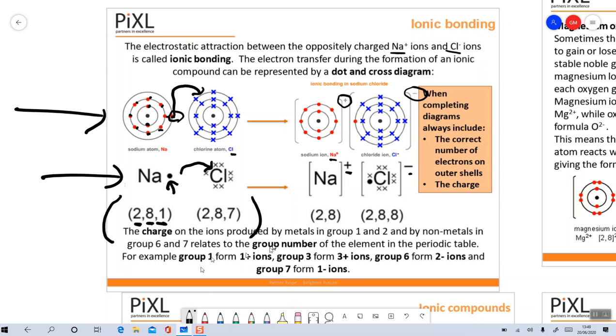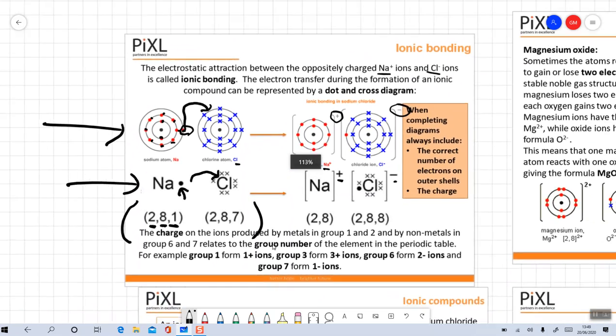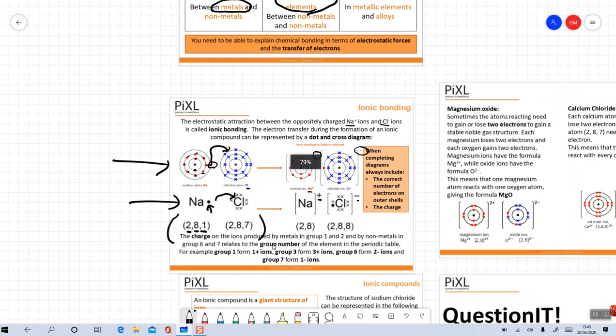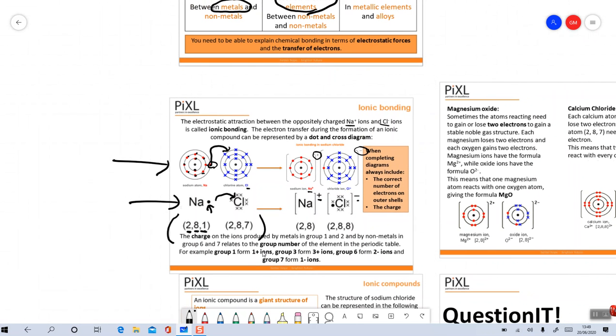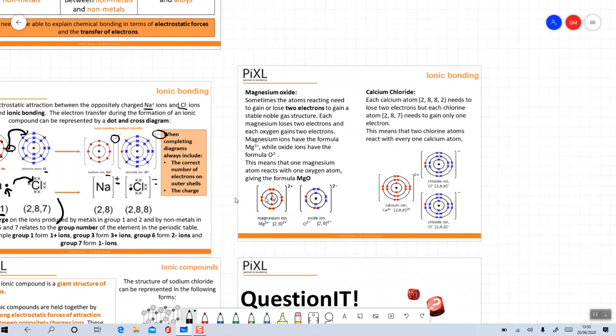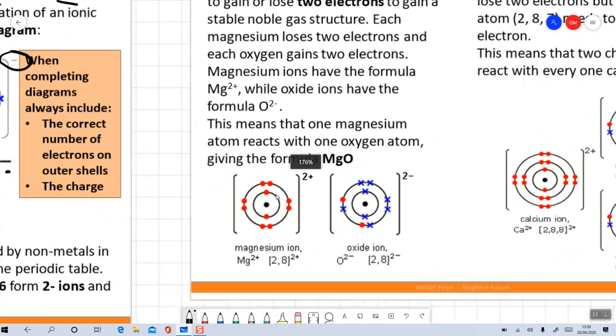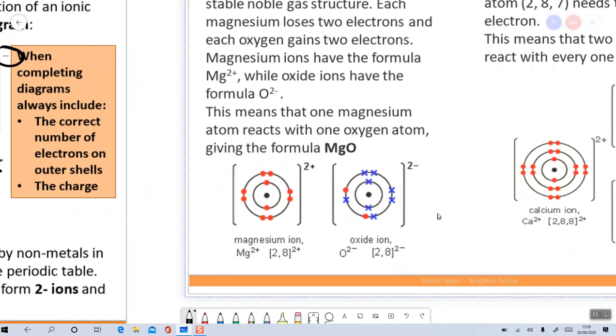And that, in a nutshell, is ionic bonding. The positive ion sticks to the negative ion. Quite a straightforward example, because the sodium wanted to get rid of 1, the chlorine wanted to gain 1. So it's just a simple swap. Let's have a little look at a slightly more complicated example that is still not that complicated.